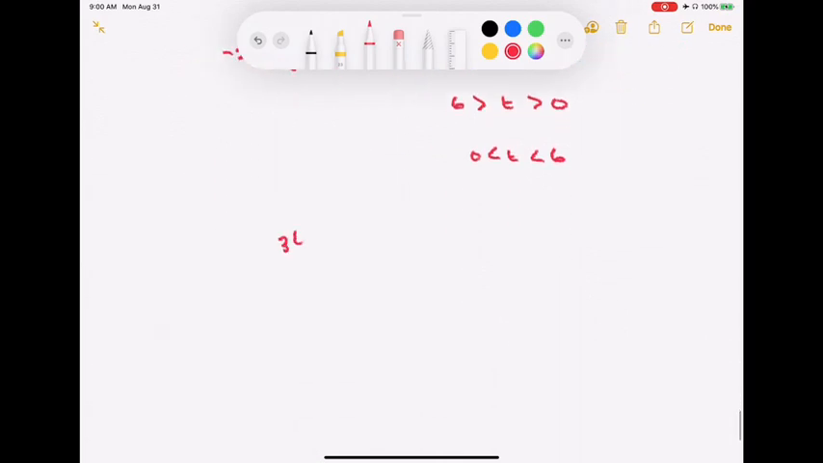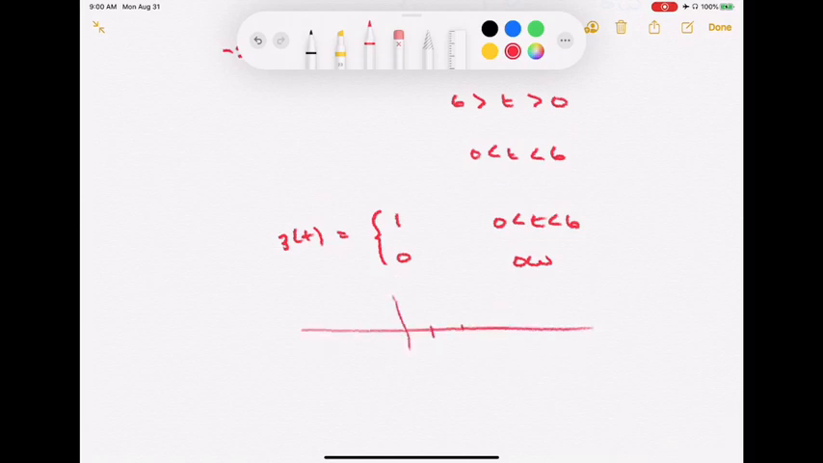So now I know my z of t is equal to 1 when 0 is less than t less than 6, and it's 0 otherwise. Go ahead and plot that guy out. We're going to have 1, 2, 3, 4, 5, 6. So I've got this guy at 6. We're going to stay at 1 for that set of 6 units, 0 outside of that, as a function of time, height 1.